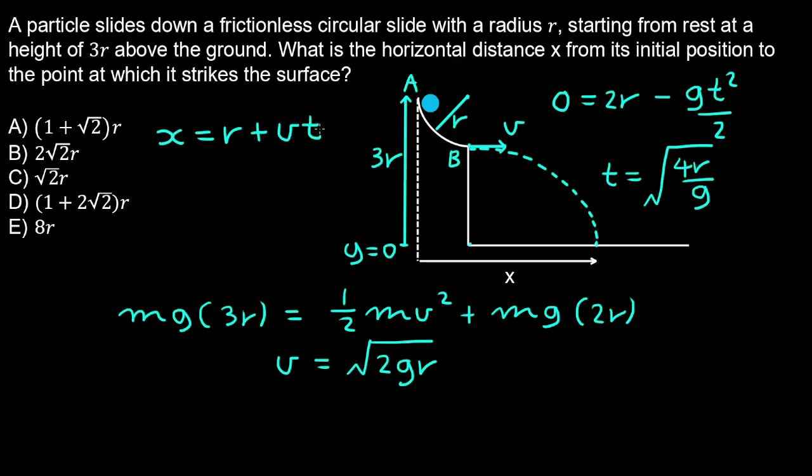And substituting for v and t, we get x is equal to r plus the square root of 2 by 4, which is 8, by g on g, which cancel, by r squared. So root r squared is r. And therefore, we get x is 1 plus root 8, which is 2 root 2, by r. So the correct answer is D.